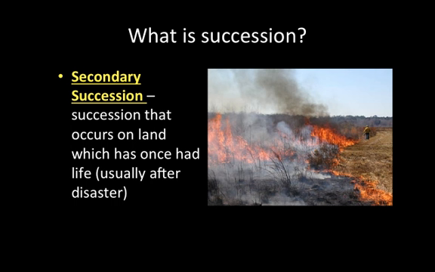Primary succession happens on new land, while secondary succession happens on land which has once had life before. So again, the smaller plants typically grow first, and then the larger plants will grow afterwards.